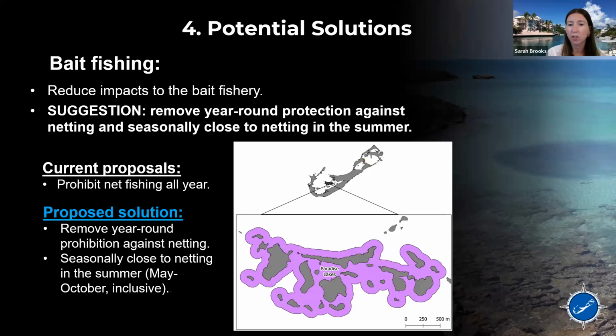So the suggestion here is to remove the year-round protection against netting and instead close this area to netting during the summer months only, so from May to October inclusive. And the justification for this is that basically the bait fish spawn during the summer. So by protecting this area during the summer, you would still achieve good protection of the communities and the nursery habitat. So protecting at this time of year will still have ecological benefit, but would significantly reduce conflict.